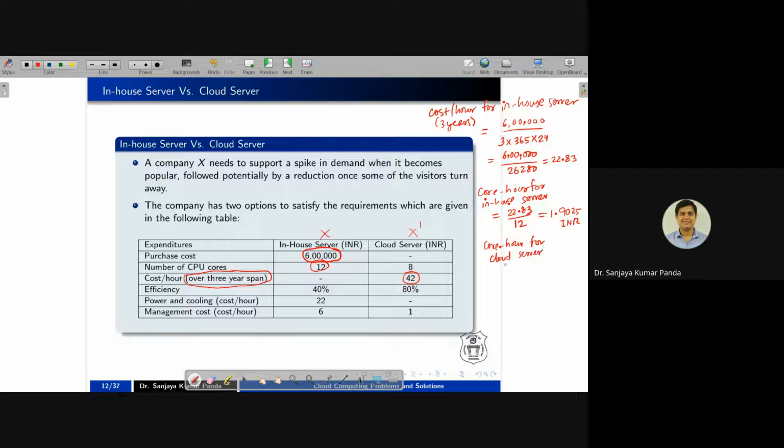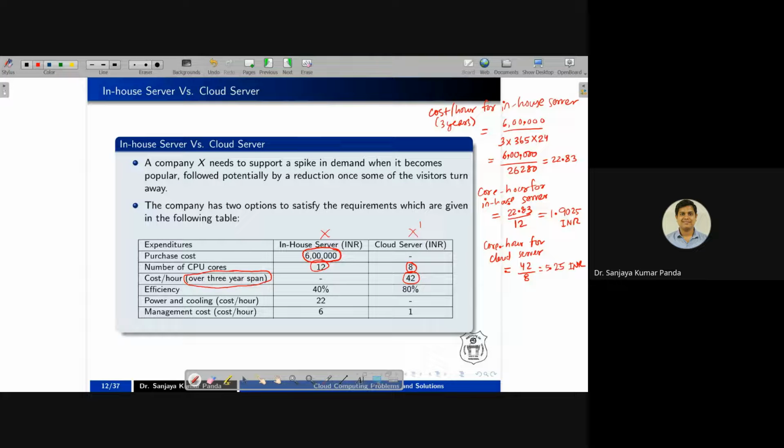Cloud, what is the cost we are paying? We are paying 42. But how many cores are there? The number of cores is 8, right? The number of cores written is 8. So 42 divided by 8. So I think you will get 5 point something, right? Okay, 5 by 8 is 25. So 5.25, yes.